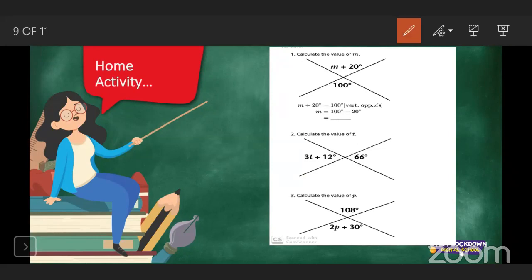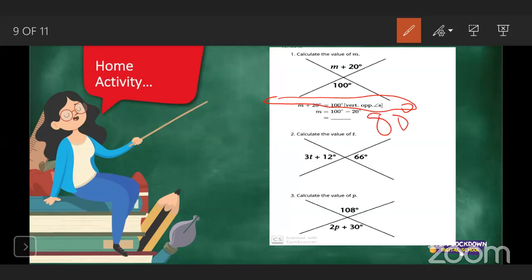So let's calculate our value for m. We'll have m plus 20 equals 100. Here's the equation, they did that for us. And our reason is they are vertically opposite. So our m will equal 100 minus 20, and our m will equal 80. Our m will be 80 degrees.